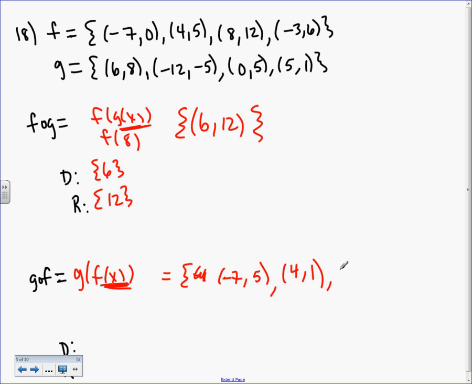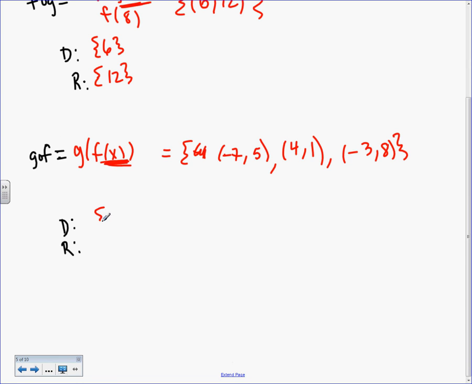What's the next one I'm going to start with? 8. What's it give me? 12. Any of these have a 12 in the x position? Nope. Negative 3 gives me 6. 6 gives me 8. So negative 3, 8. Is that okay?